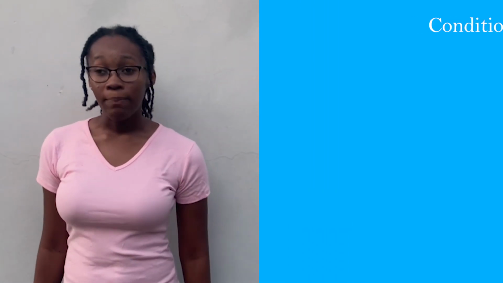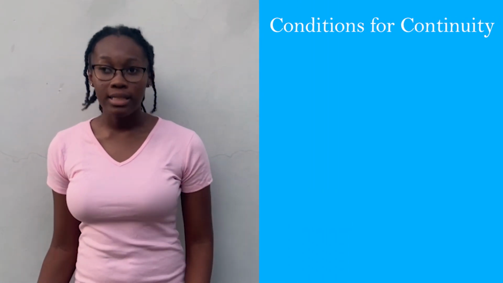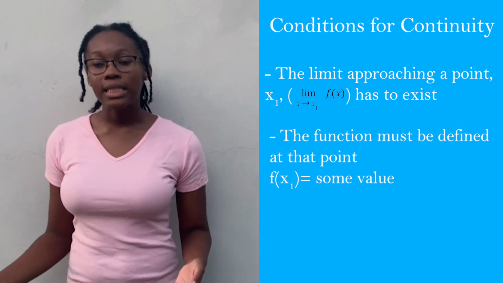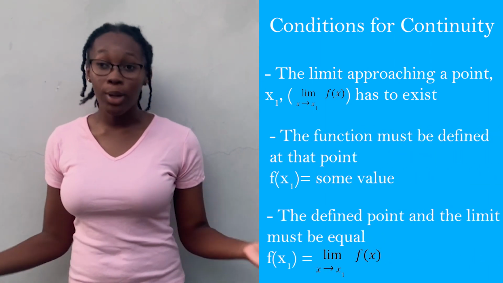But let's confer on the concept of continuity. Now, continuity is used to describe functions with no abrupt jumps or breaks. For continuity, the limit approaching a certain value has to exist. Also, the function must be defined at that point. Lastly, the defined point and the limit must be equal.